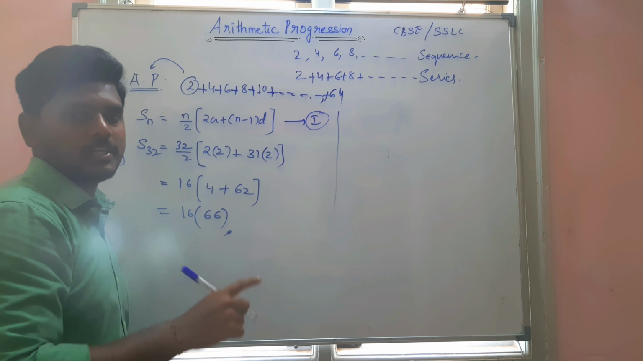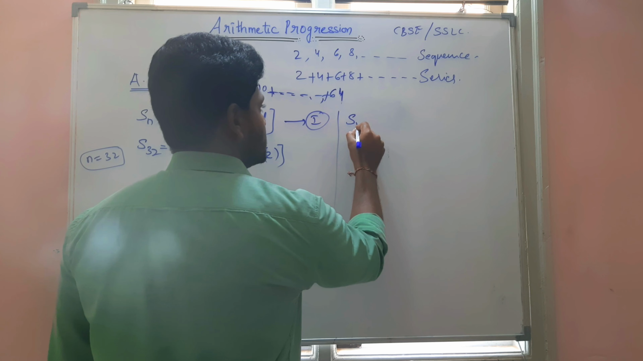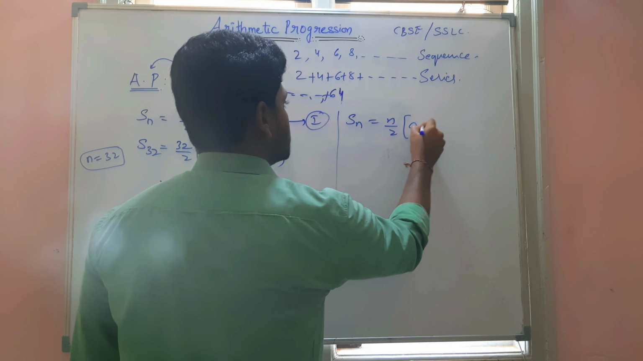See, another formula is also there to find the sum of all terms. That is Sn is equal to n by 2 into (a plus l).